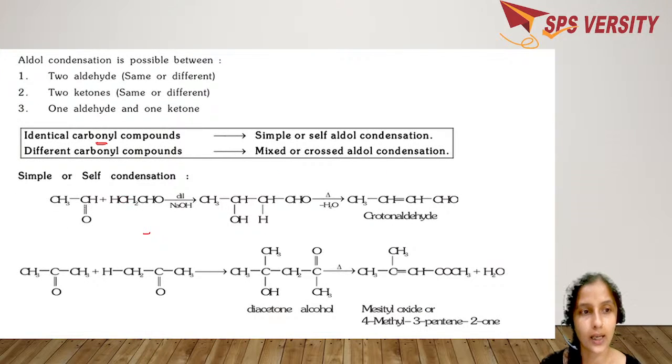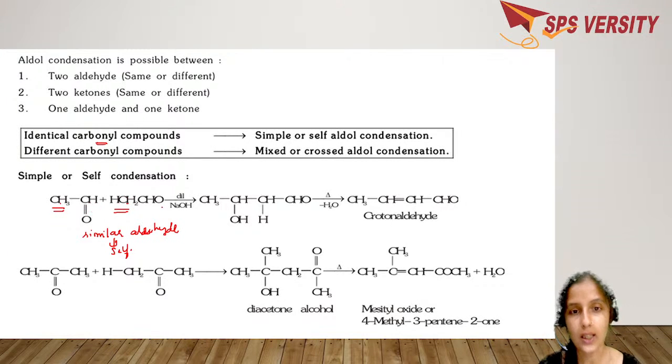So how do you write this? For example, this is a self condensation. If you see CH3, these are similar aldehydes, the same aldehydes. So what you expect over here is self condensation. Self condensation happens, here CH3CH, after that you get a double bond, and then this one. And if you take this one, this is again similar ketones.